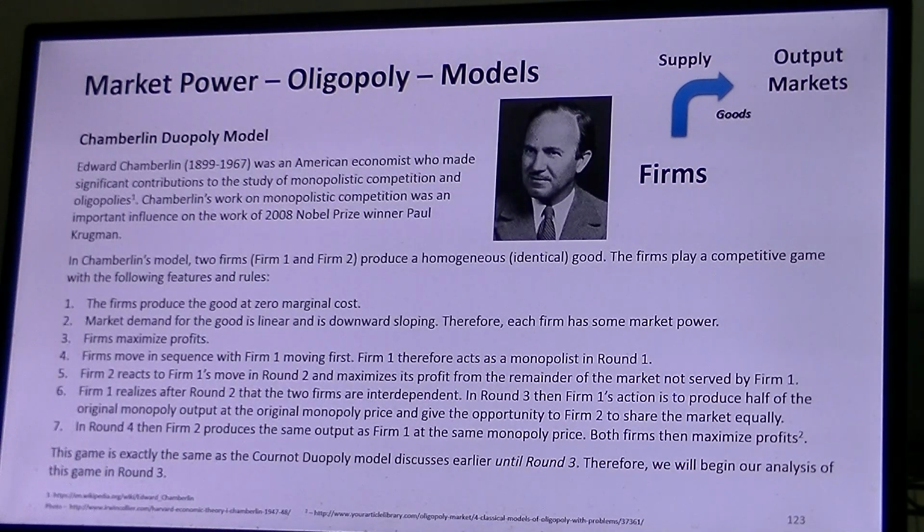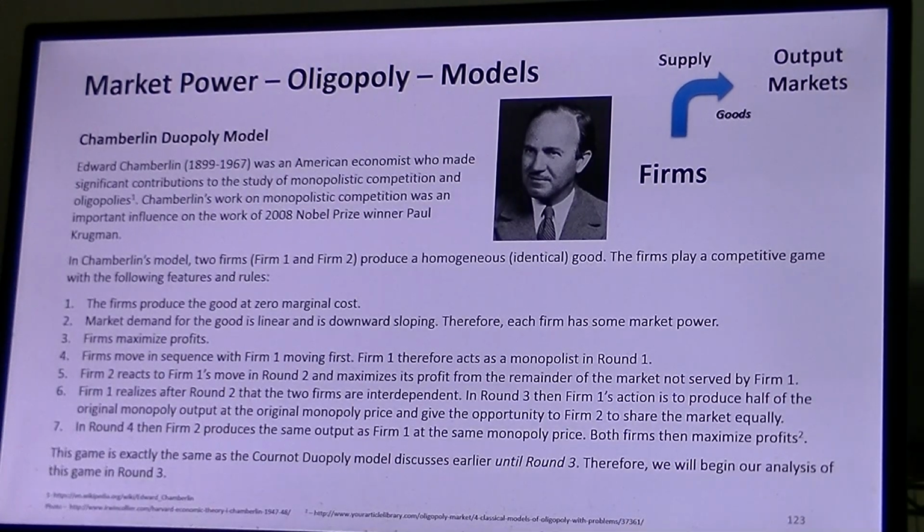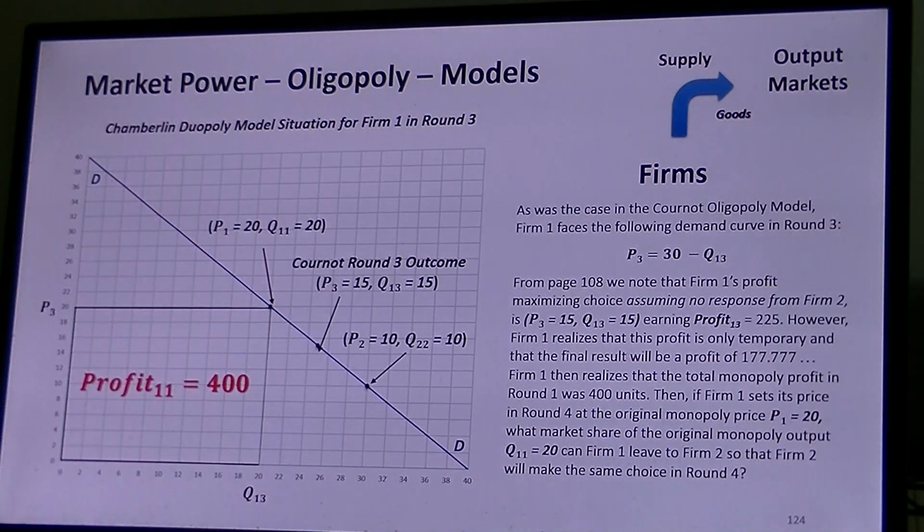Since this is exactly the same as the Cournot duopoly model until round 3, we're going to begin our analysis of this game in round 3. So here is the situation facing firm 1 in round 3. Firm 1 knows how the other firm will respond to its move.